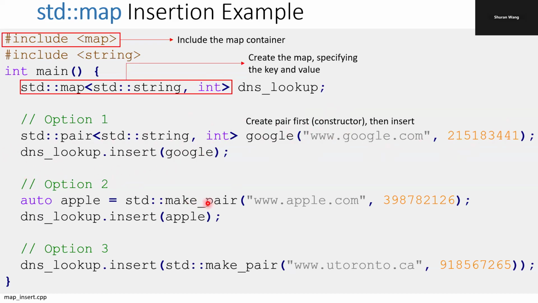Second option, you can use the STL's helper function to make a pair. In this case, you don't need to specify the templated types. STL will do it for you. And by using the auto keyword, you don't need to specify the types here either. And then you can insert Apple, like this. Option 3, you can skip the auto Apple part and directly insert whatever's returned from make pair. And all of these are for saving on typings, because we are targeting a shorter program.